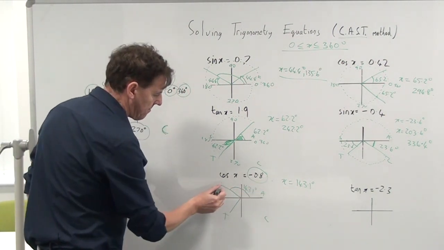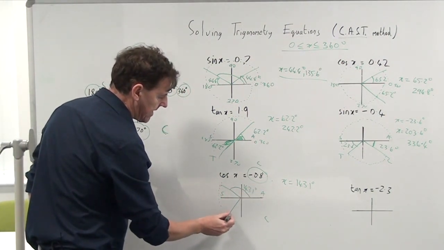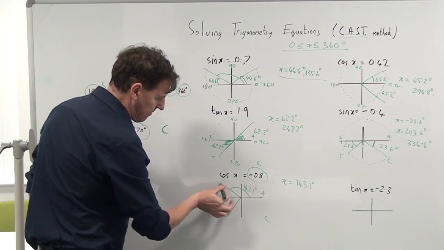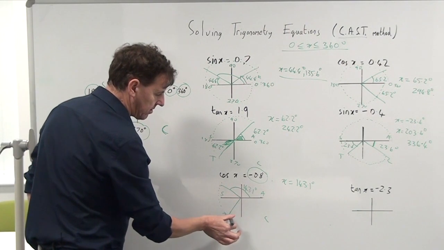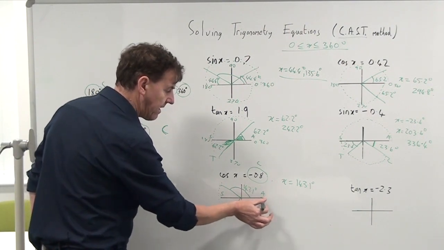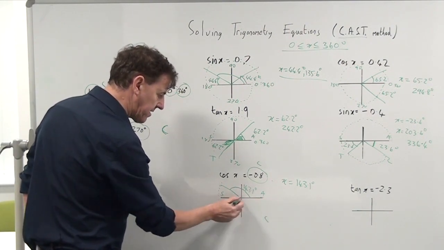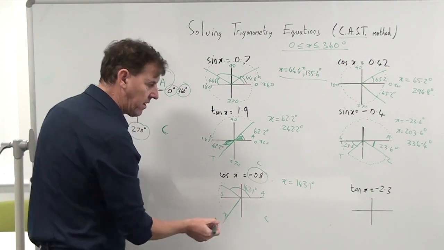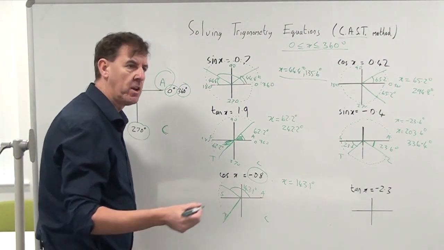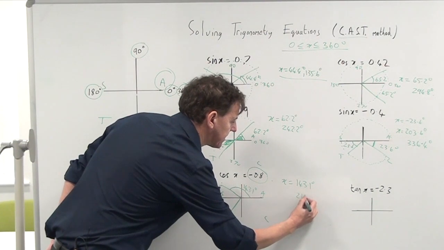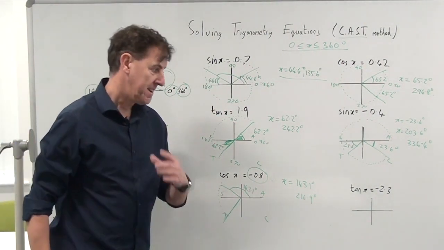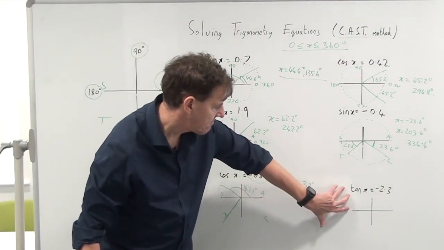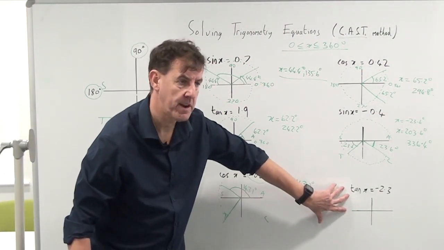Where am I hitting this other line? I'm hitting this other line here. Best way of getting that one, I'd go all the way to 360 and come back on myself. So I'd do 360 degrees all the way around, take away the 143.1, and you've got the angle inside there, which comes to 216.9 degrees. Finally, tan x is equal to negative 2.3.